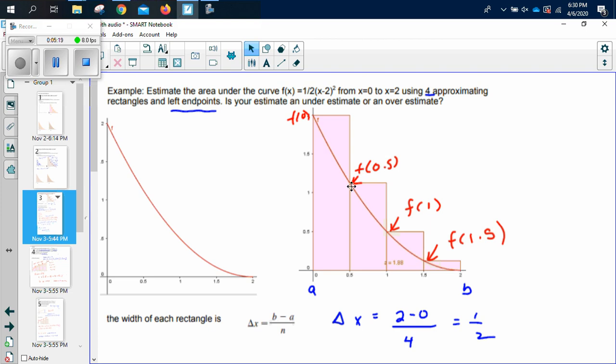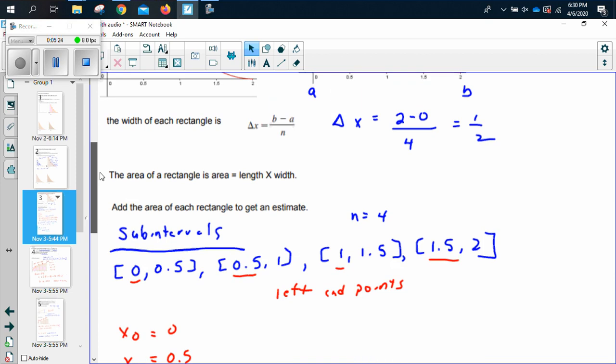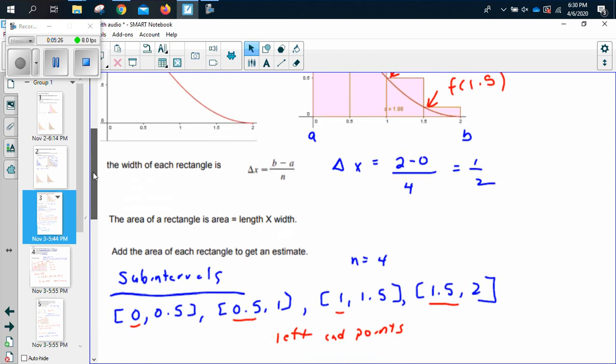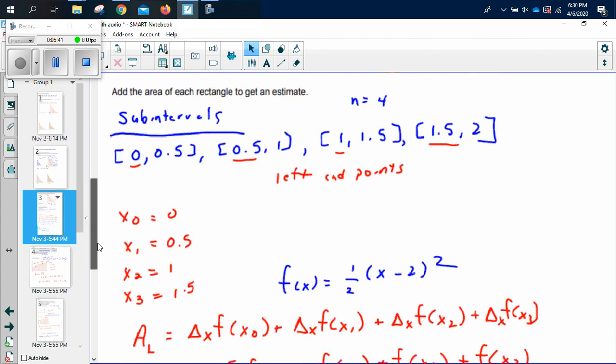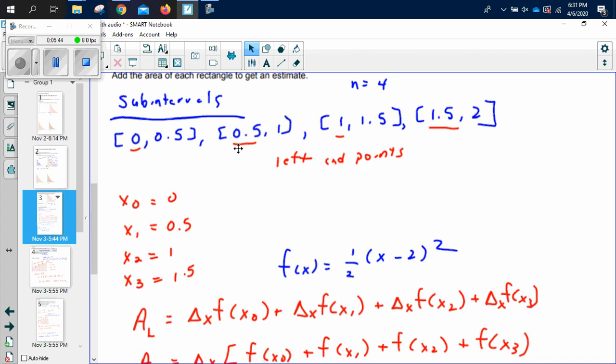So I can determine the area of each rectangle and add that together to get my approximation. Now, I like to write out what the subintervals are. So the first one is going, like I said before, 0 to 0.5, and I write out my 4 subintervals. Now, I'm using the left endpoints, so I'm using these values for my x. So my x0 is 0, my x1 is 0.5, my x2 is 1, and my x3 is 1.5. So I'm not going to use 2 as an x value.